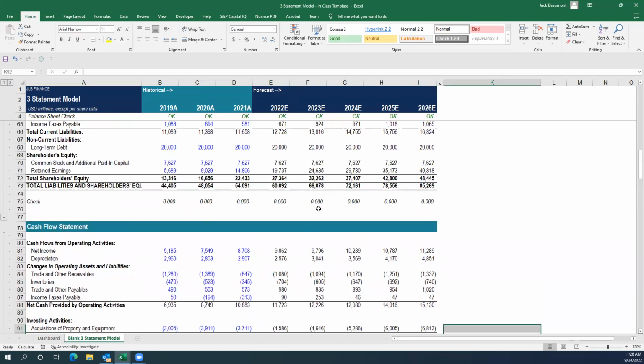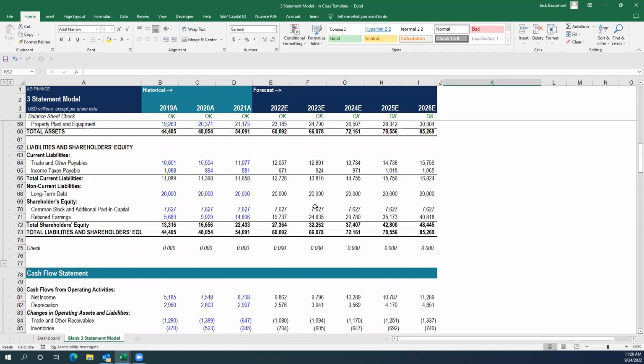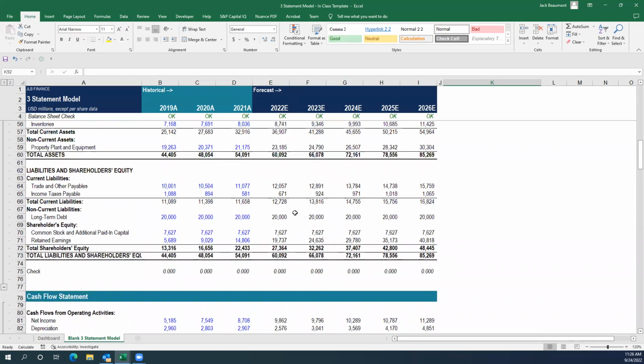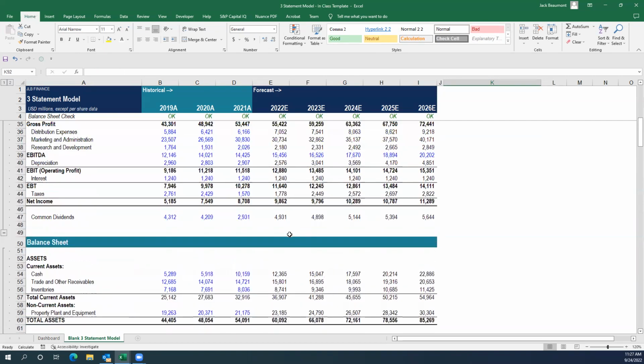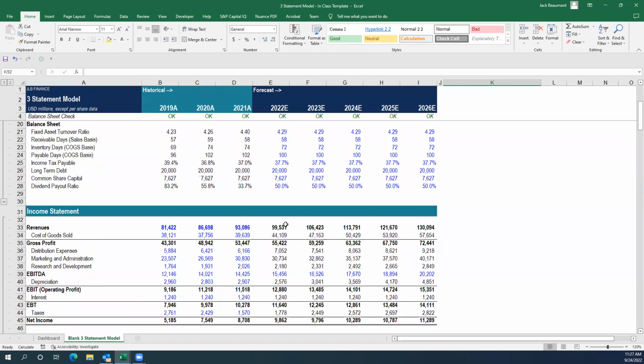And that's the great thing about this three-statement model: you know if you've done it right or wrong because it should balance. And if it doesn't balance, then usually you can go and figure out where you've gone wrong. For a model like this, it's relatively simple. There's not too many items. When you get into larger models, it can be a little bit more complex to find out where the error went. So it's important to be careful early on.